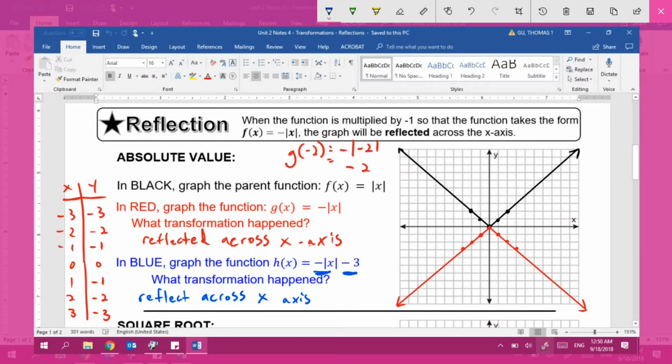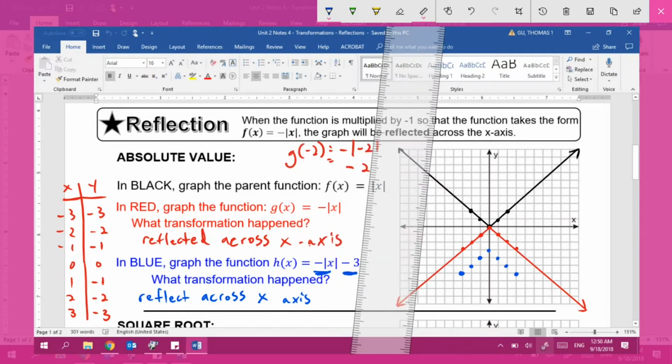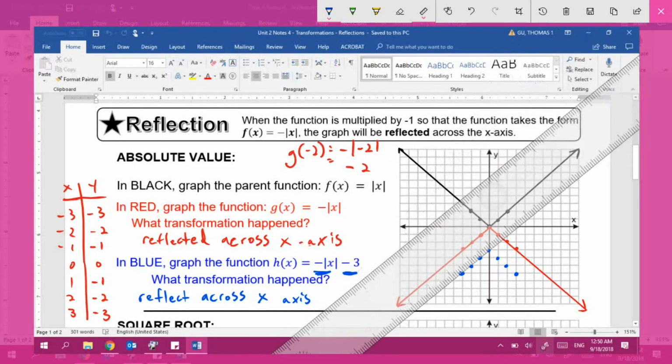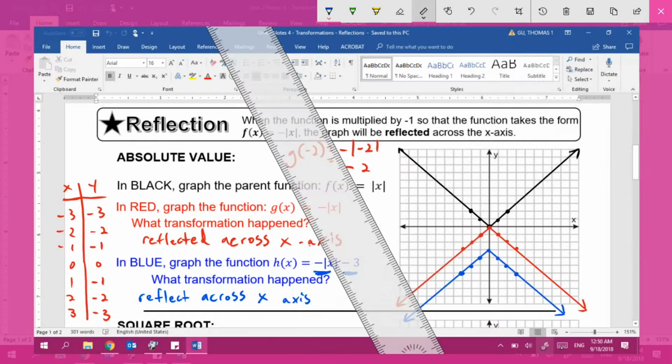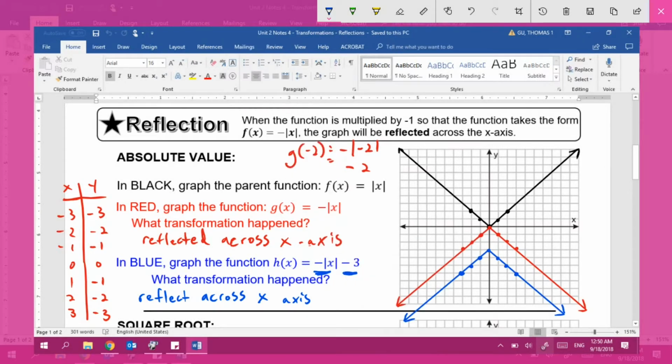So all I have to do is look at my red graph, my g of x, and just move down 3 spaces from what I see. So 1, 2, 3 right here, 1, 2, 3 right there, 1, 2, 3 right there. And so without actually doing all the equations over again, I can just count down 3 spaces from everything. And there we have it. We reflected across the x-axis, and then we translated down 3 units.